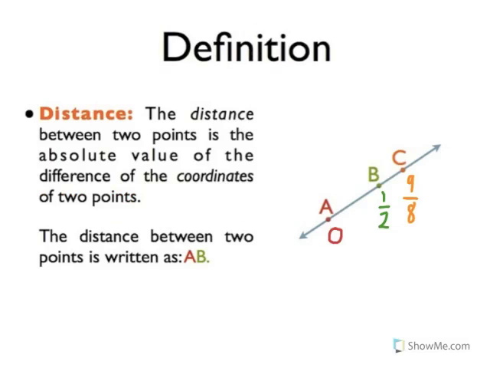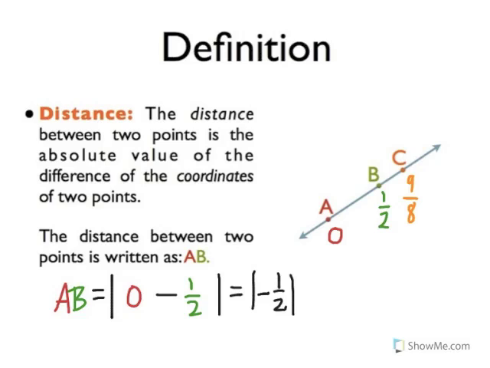The distance between 2 points is the absolute value of the difference of the coordinates of the 2 points. What that says is that the distance from A to B is equal to the absolute value of the difference of the coordinates. So 0 minus 1/2 is negative 1/2. The absolute value of negative 1/2 is positive 1/2. So the distance from A to B is 1/2. That's obvious when one of the coordinates is 0, but this comes in particularly handy if the coordinates aren't 0.